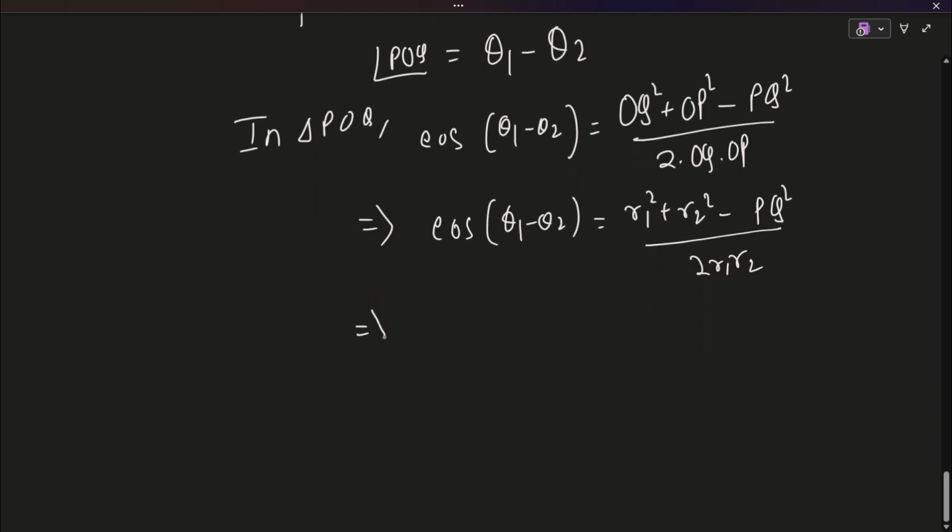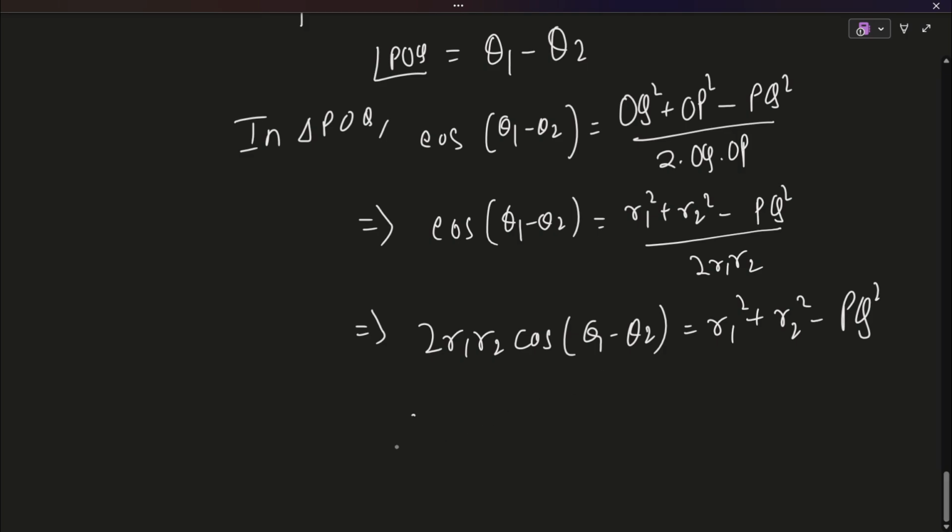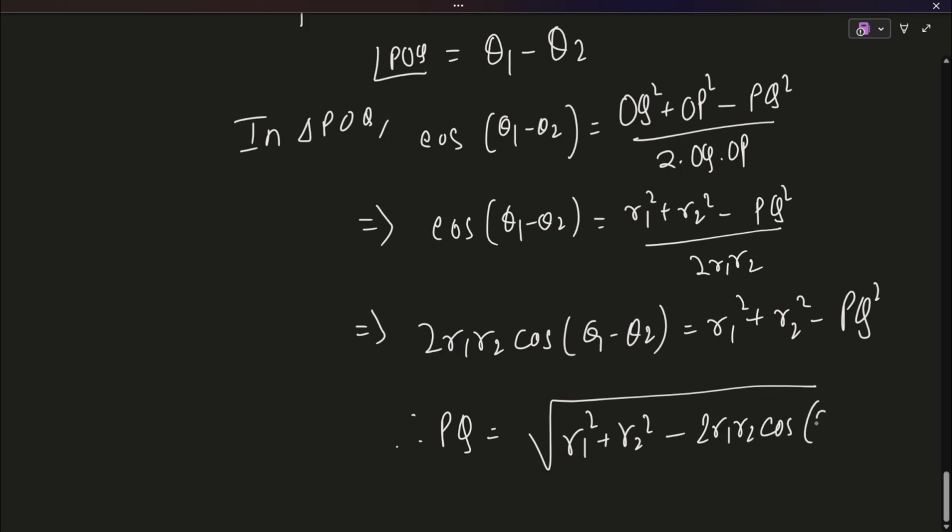Okay, we can cross multiply and get 2 r1 r2 cosine of theta 1 minus theta 2 equals to r1 square plus r2 square minus PQ square. Take PQ to this side and this to that side, and you can write PQ is equals to the positive root of r1 square plus r2 square minus 2 r1 r2 cosine of theta 1 minus theta 2. And that is going to be the distance between 2 points with coordinates r1 and theta 1 and r2 and theta 2 in the polar coordinates where points are P and Q.